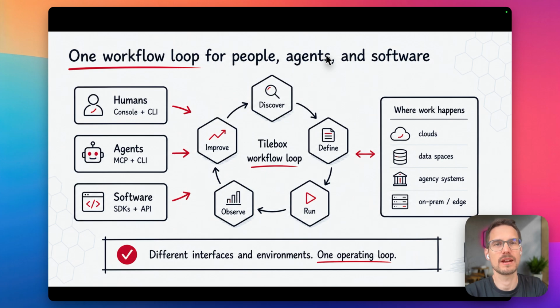The important thing here, as you might have noticed already, is the loop. In a real workflow or in a real data pipeline, you have to first find the right data, define the work or the workflow, run it somewhere useful or run it co-located with the data, look at what happened, and then improve it. And the operator of this loop might be a person in the console, or it might be an agent using MCP or the CLI. And the environment might be in the cloud, on premise, on an agency system, or at the edge.